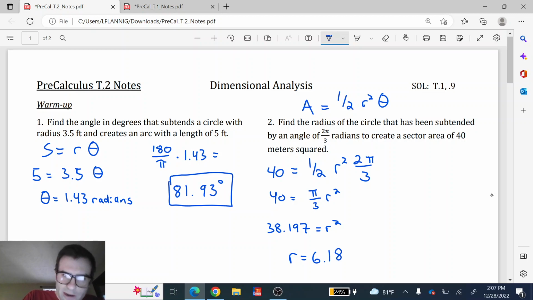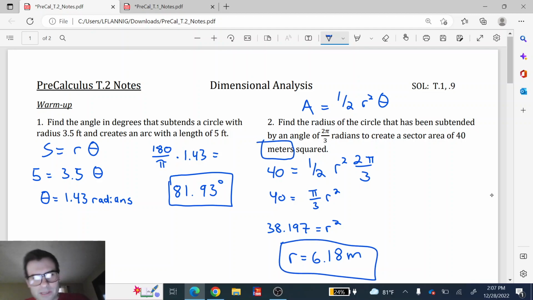Again, you can just do this in your calculator. And remember, we want to do this with meters because that's what is given to us here. Radius equals 6.18 meters. Again, this is just review.